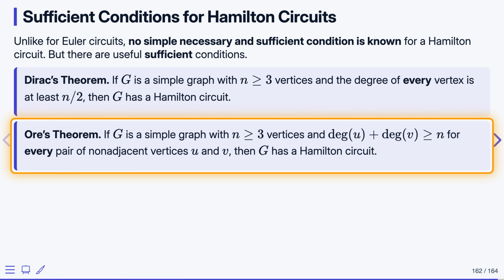The second is Ore's theorem. Again, a simple graph with n vertices, n at least 3. Pick any 2 vertices u and v that are not joined by an edge. If the degree of u plus the degree of v is at least n, and that holds for every such pair, then the graph has a Hamilton circuit. Both rules give a guarantee one way only. If the rule fails, the graph may still have a Hamilton circuit.